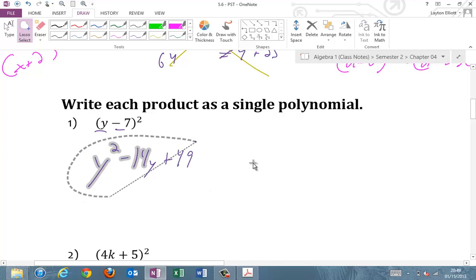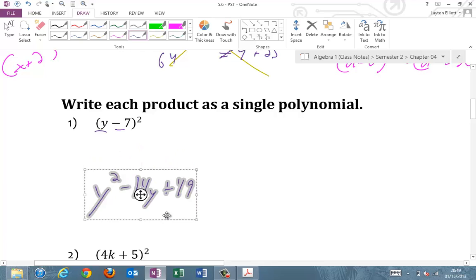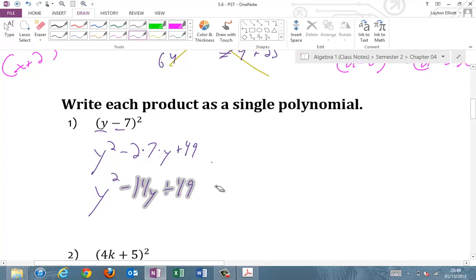I'm going to move that. I know it drives you guys nuts when I do that, so I'm sorry. I'm going to move that down and write it out as we did it: y squared minus 2 times 7 times y, then plus 49. That's where that came from.